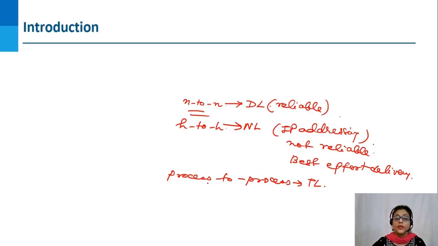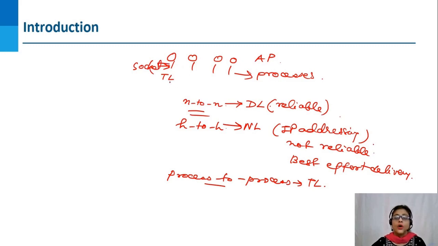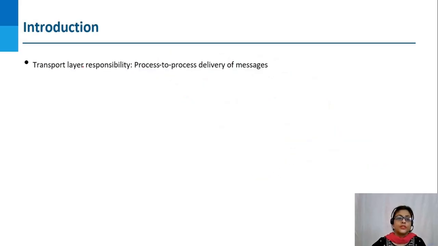Now, this is very important because process-to-process delivery means there are different application programs at the application layer. Now, these application programs, when they are in execution, are known as processes. Now, these processes from the application layer are transferred to the transport layer through the interface known as the socket. Now, in order that we have reliable process-to-process delivery of data, there must be reliable data transfer at the transport layer.